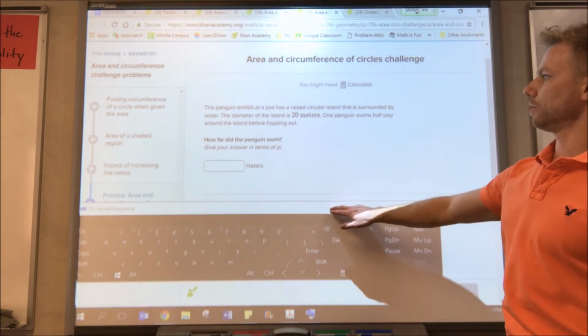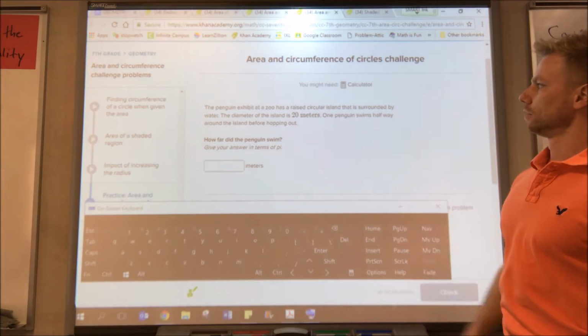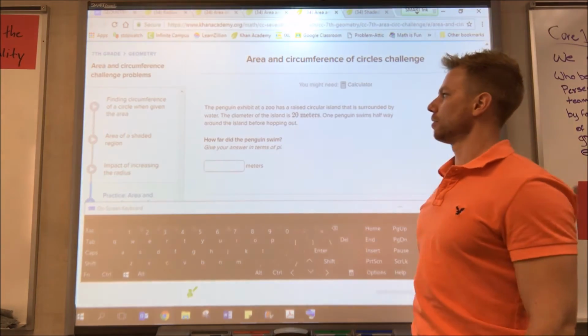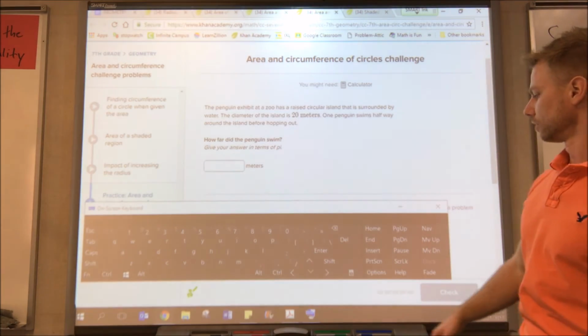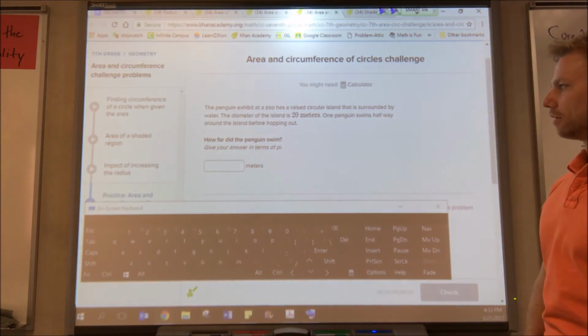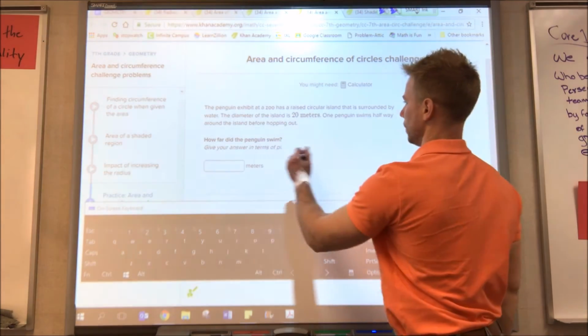The penguin exhibit at the zoo has raised a circular island that is surrounded by water. The diameter of the island is 20 meters. One penguin swims halfway around the island before hopping out. How far did the penguin swim?